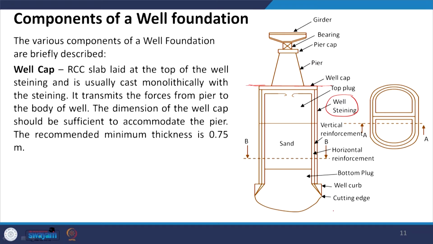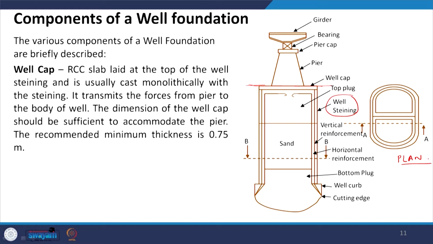Then bottom plug is there, top plug is there. Plugs are similar to what we have discussed earlier for box caisson as well as open caissons. These are made of concrete, and they are used to seal the bottom as well as top. Then in between you have the sand, and naturally this sand portion is quite big compared to top plug and bottom plug. This figure is not to scale, and what you could see here is the plan of the well.